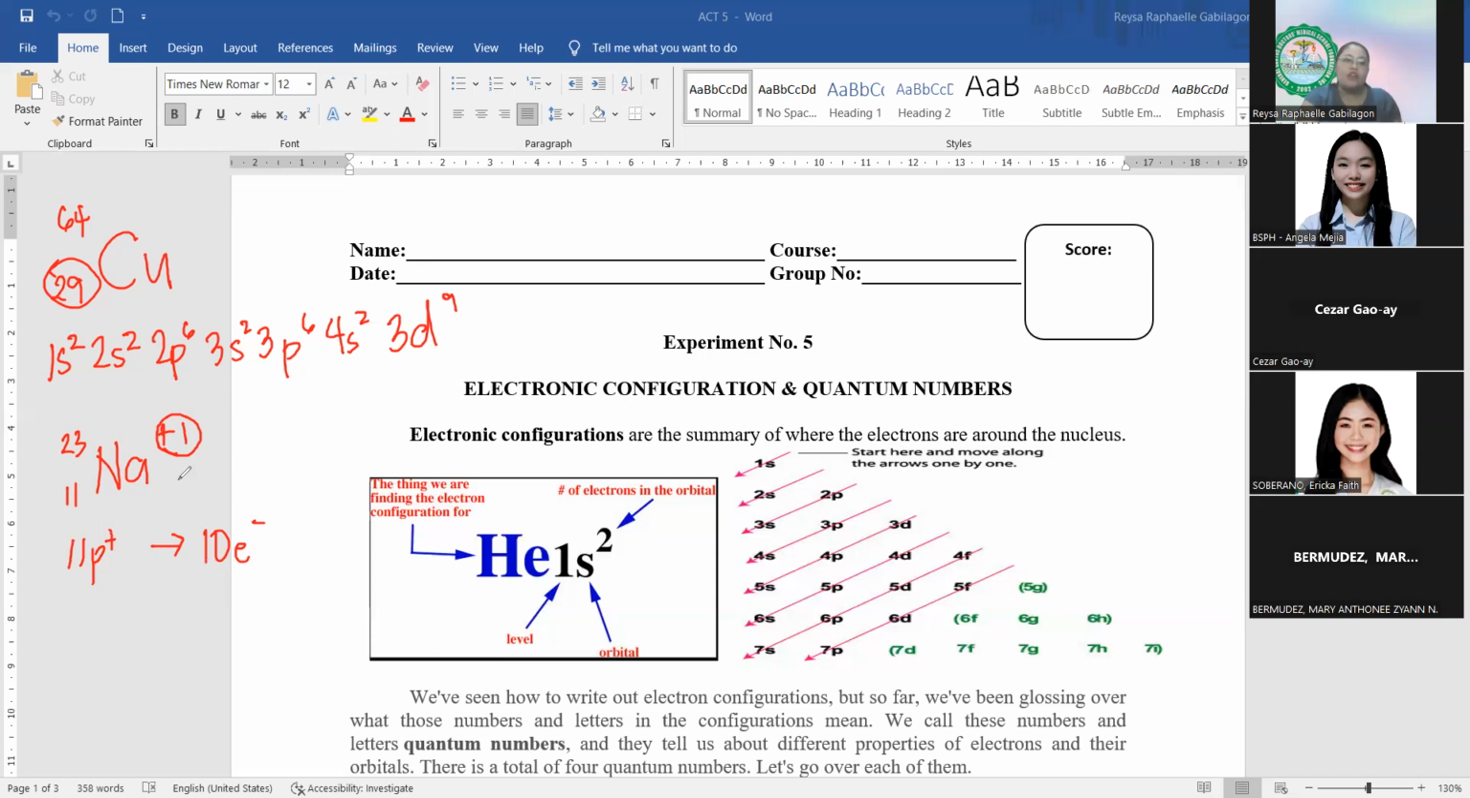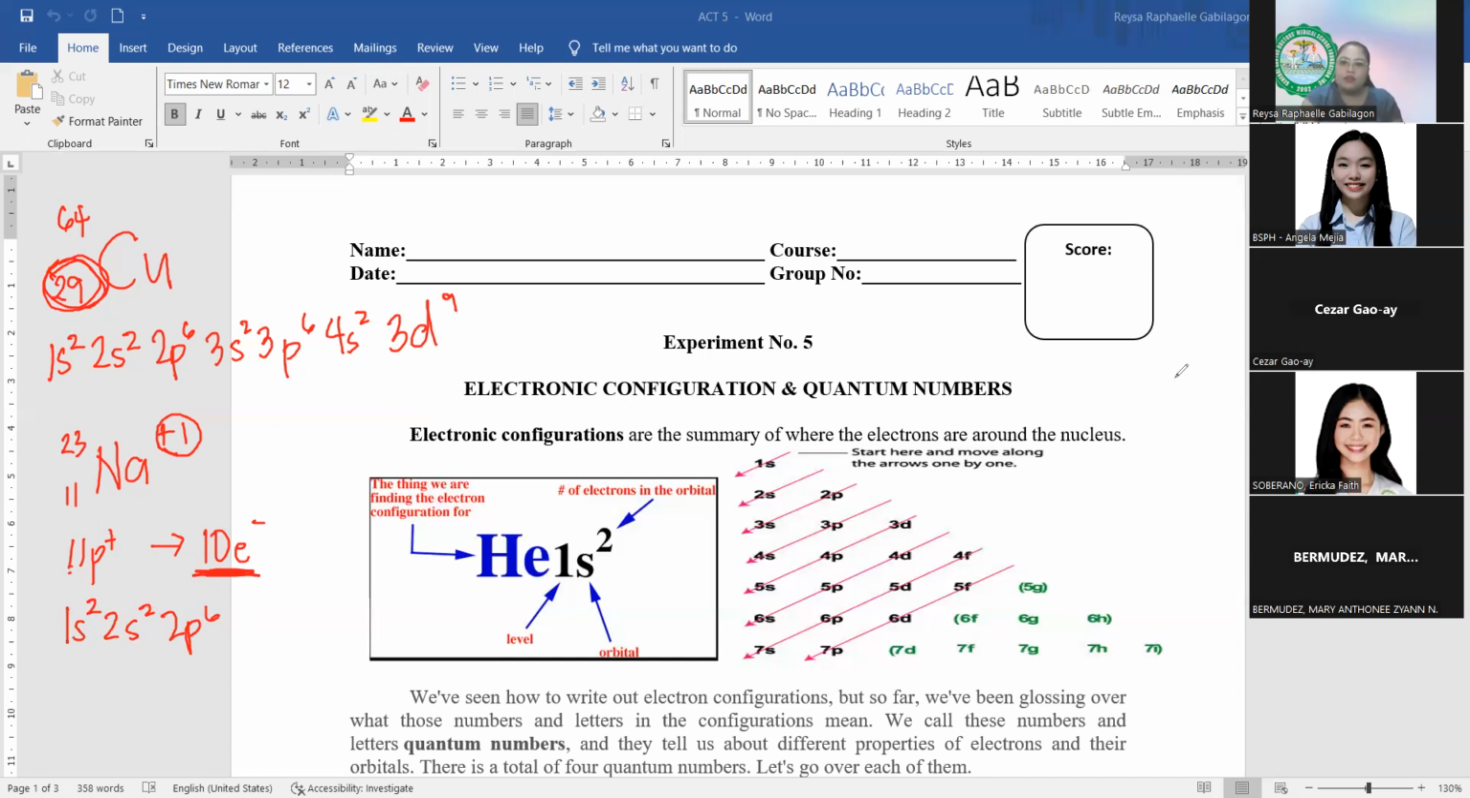So, yung gagawin nyo na electron configuration, ito. Do not follow this one. This one kasi may charge siya. You will just follow this one pag walang charge yung element. So you will have 1s2, 2s2, and then 2p6. Unlike kanina na may 3s1 pa siya sa last. Ito, wala na siyang 3s1 kasi 10 na lang yung electrons niya because of the charge. So 2 plus 2, 4 plus 6, that's 10.